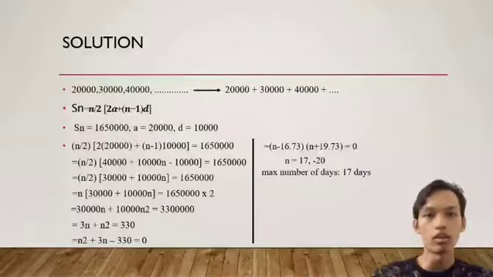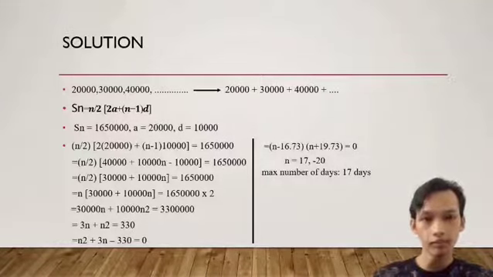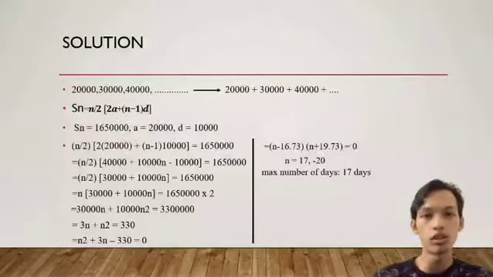After that, we will solve the equation in the brackets, and we will get 40,000 plus 10,000 minus 10,000. Then the 40,000 will be minus with the 10,000, we will get 30,000. And to get the over 2 at the left side, we have to move the over 2 to the right side, and we will get 1,650,000 times the number 2, and we will get 3,300,000.